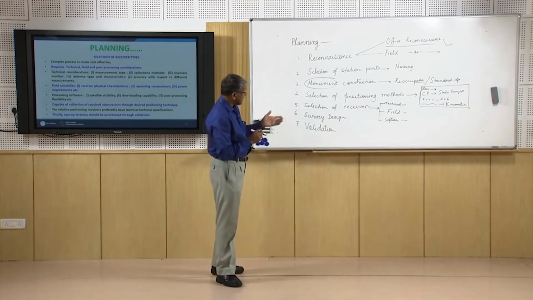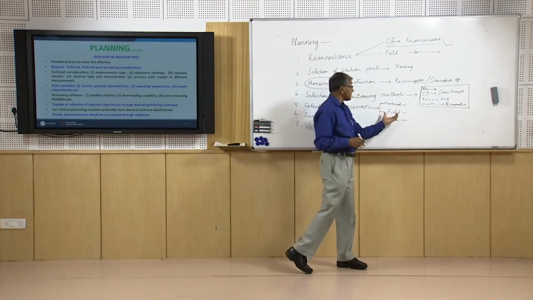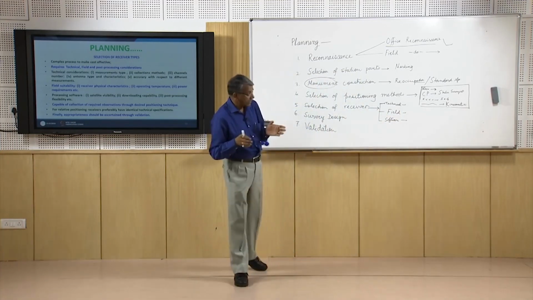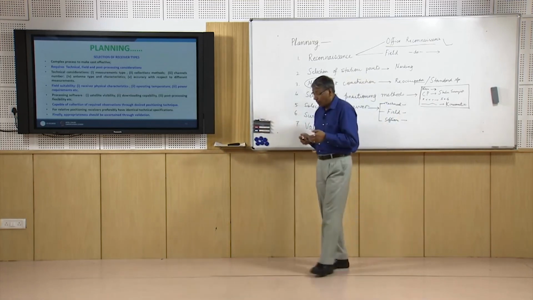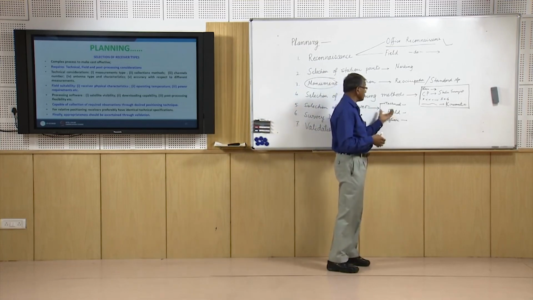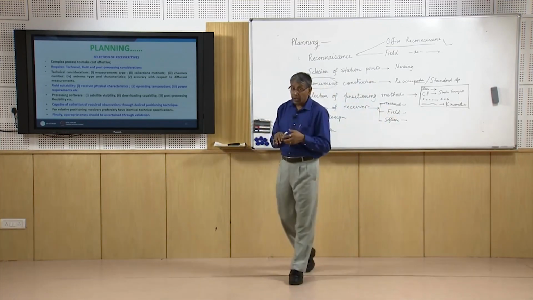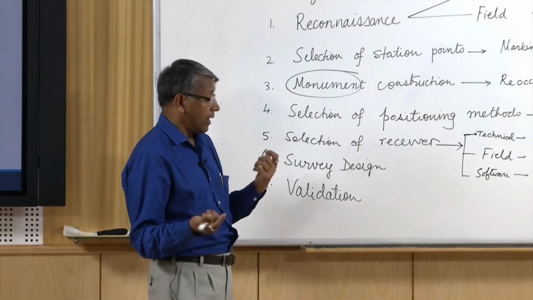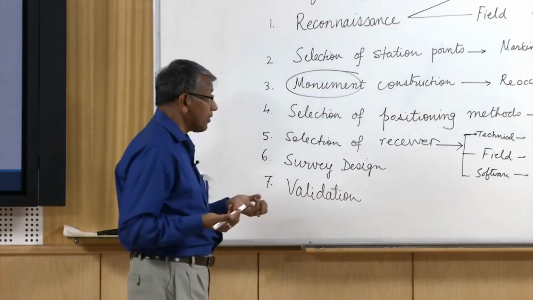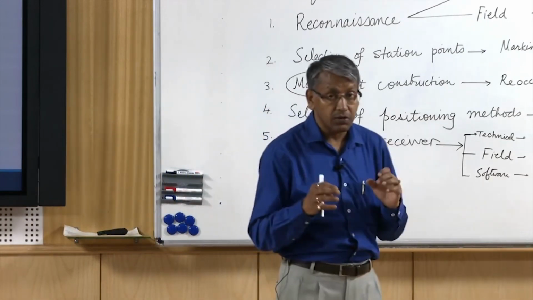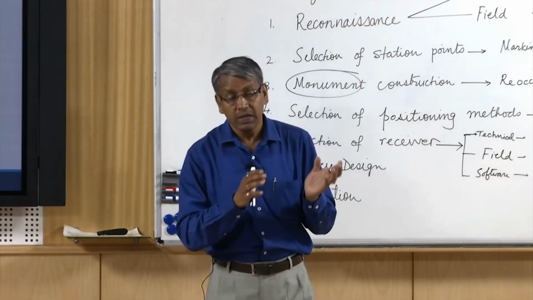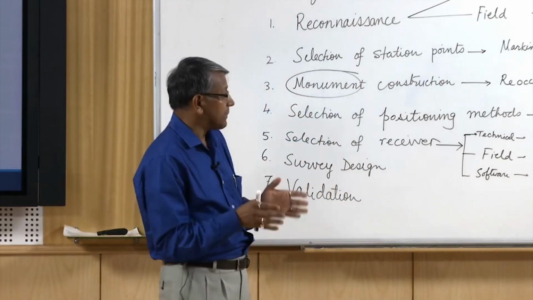Now, field condition: what should be the physical characteristics of the receiver, how much weight, what is the volume, what is the power capacity, how many hours the receiver can work without any external power, because in the field we may be working for 6 hours or 8 hours, so the receiver should have a battery backup of that.